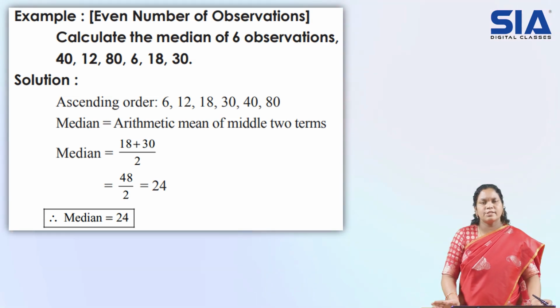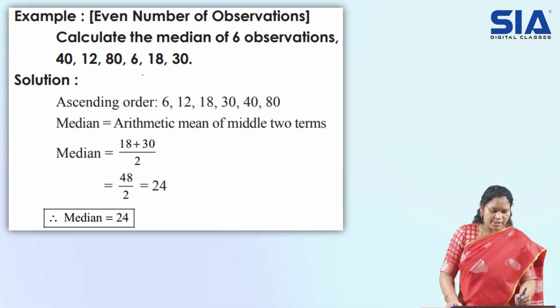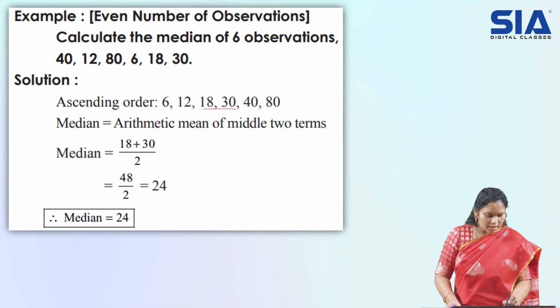First, here also, arrange the data in ascending order as usual. Least value comes first: 6, then 12, then 18, then 30, then 40, then 80. So in that way, arrange it in ascending order. Now for the middle two terms, you have to take the average.